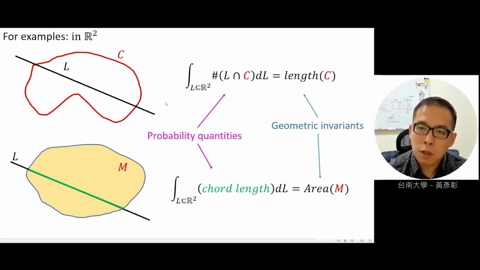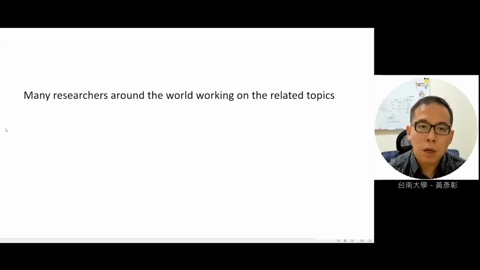However, we still have a lot of challenges in Heisenberg groups due to the lack of tools to deal with the contact structure and the complex structure. And many researchers around the world are working on related topics, including the United States and Italian schools, and also some researchers in Spain and France.